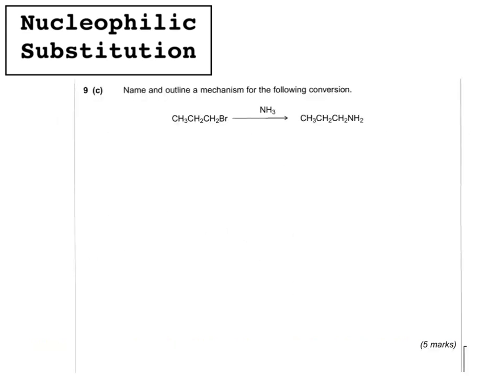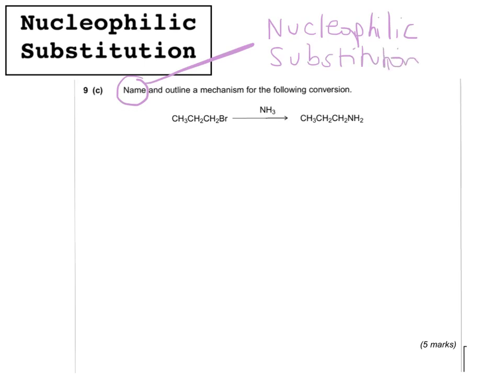So let's look at a couple of past exam questions, and this is obviously going to look very similar to the slide a few minutes ago, but I want to point out where the 5 marks are for. So the first of the 5 marks is for naming this mechanism. So the question says, name and outline a mechanism for the following conversion. Outline basically just means draw. Okay, so don't be confused by that word. But name obviously means to name the mechanism, and in this case, it is called nucleophilic substitution. Which is no surprise since this whole video has been on that. So that's 1 mark. The other marks are all for the mechanism.